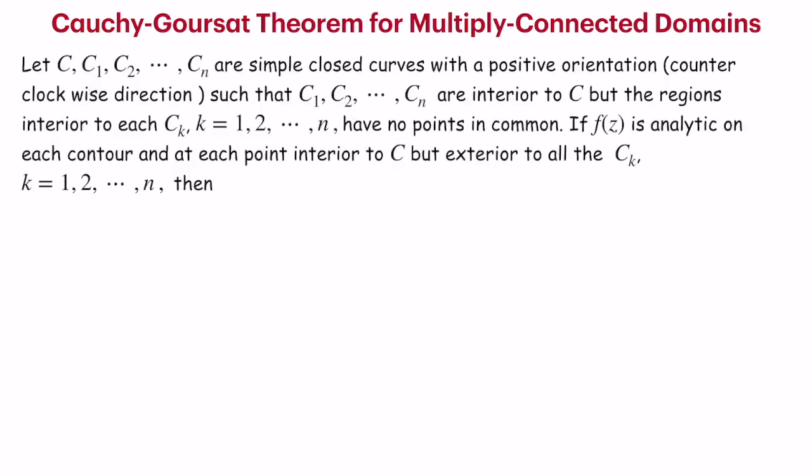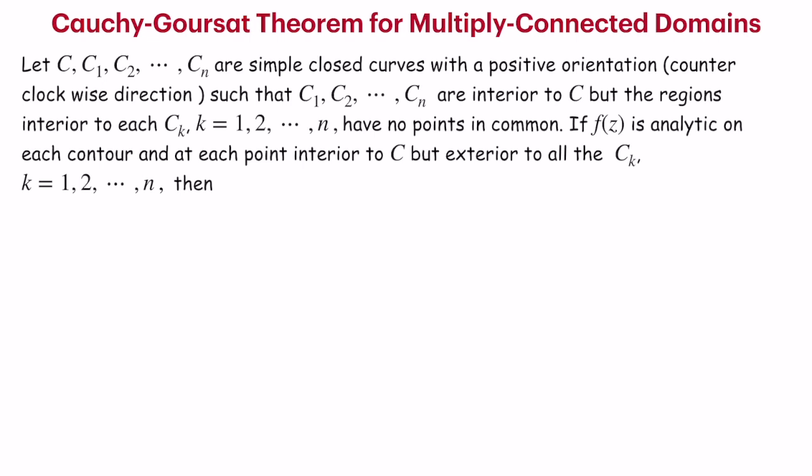Let C, C1, C2 and Cn be simple closed curves with positive orientation. Counterclockwise direction is always taken as positive orientation. The curves C1, C2, Cn are interior to C, meaning they are inside the contour C, but the regions interior to each of these Ck have no common points. That means the regions covered by the contours C1, C2, C3 are all inside C, but they do not overlap with each other, or have any common point among themselves.